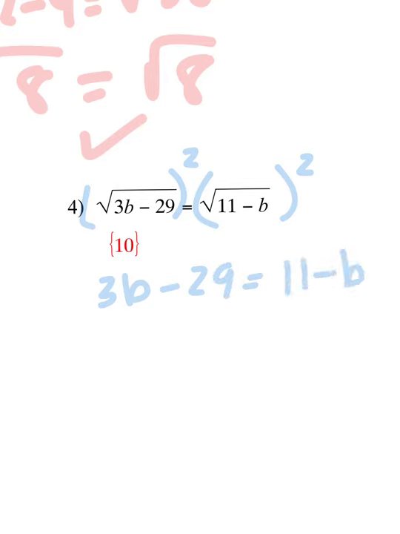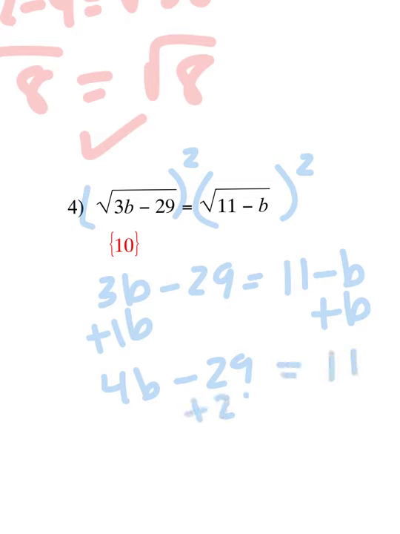Again, you're solving for the variable, so in this case it's b. So I'm going to do the opposite. Since I'm moving it to the opposite side, I'm going to add b. So 4b minus 29, because remember that's like a 1b there, equals 11. I want to isolate the b, so I'm going to add the 29 over.